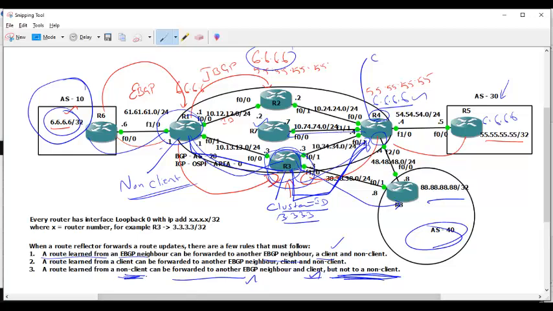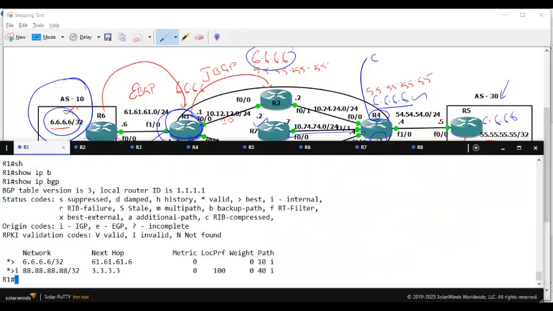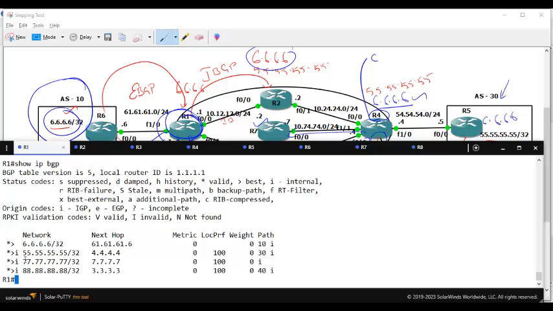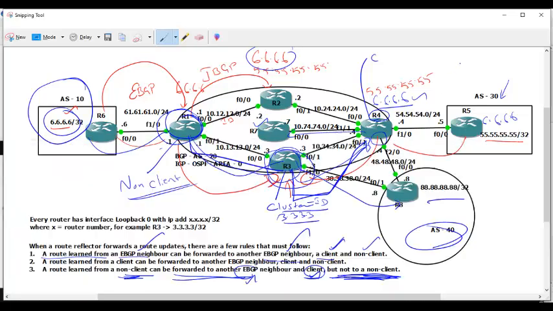And these 2 points you will understand. Route learned from eBGP will be given to another eBGP, will be given to client, will also be given to non-client. Is R1 a non-client? Yes. And R1 has learned 55. You see, R1 has learned 55. R1 is a non-client. You understand that? Because when a route comes from an eBGP, it goes to another eBGP, it goes to client. Also, it is going to non-client. Is this point clear?